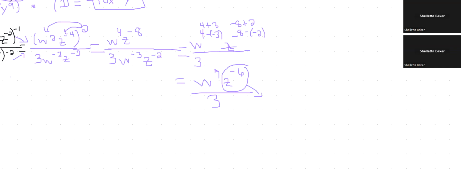So we'll see W to the 7th power will remain in the numerator. The 3 will remain in the denominator, and then we're going to carry that Z down to the denominator, making it +6. This will be our solution. W to the 7th power divided by 3Z to the power of 6.